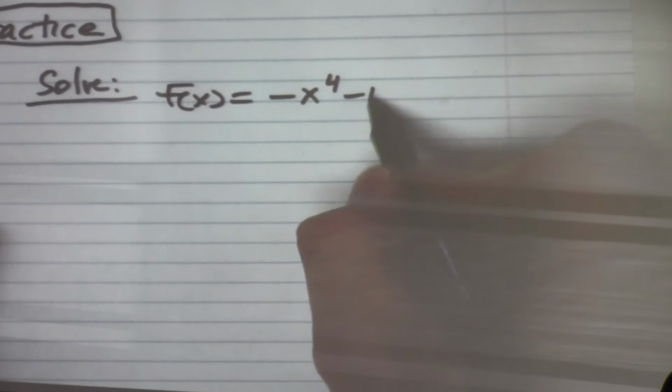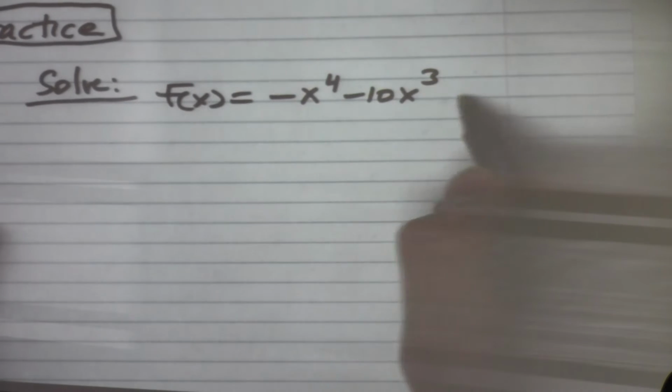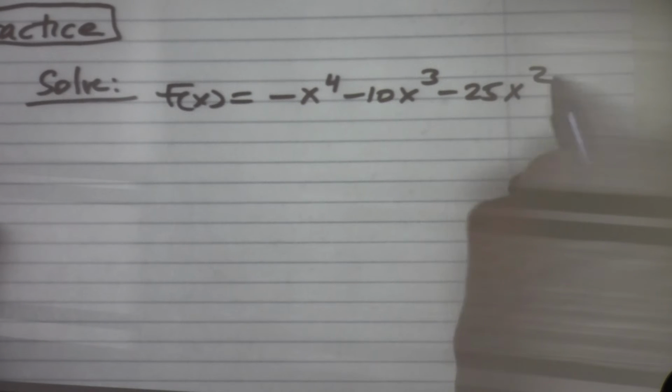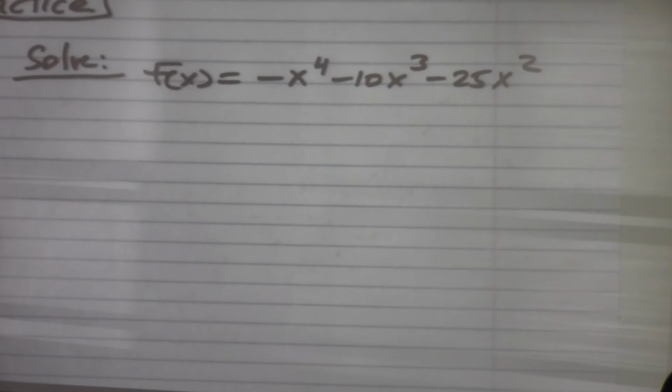So I'll say solve, which means find the x's that make it 0. Find the solutions, or the zeros or roots. F of x equals -x to the 4th minus 10x cubed minus 25x squared. Make sure I have the numbers right. It's 10x cubed minus 25x squared. Go ahead and take a moment to do this yourself.